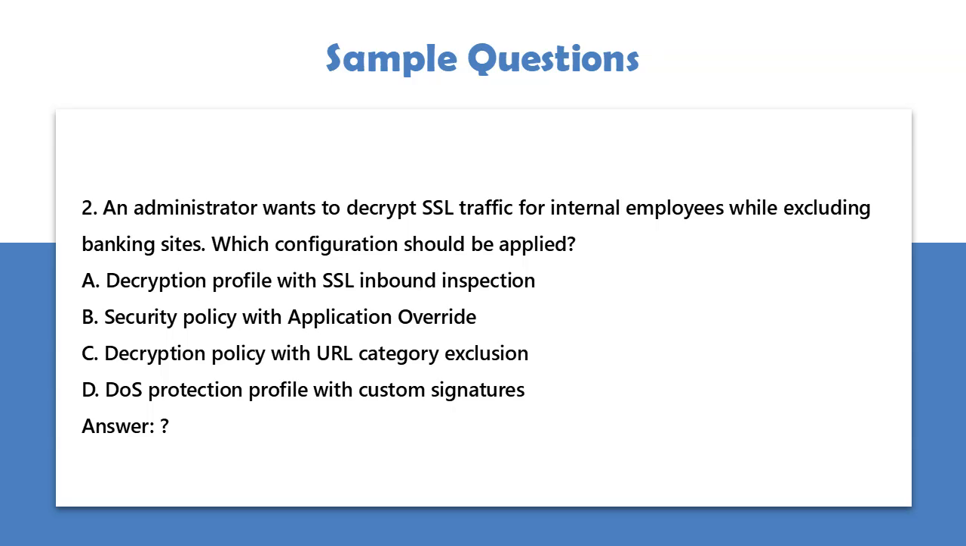2. An administrator wants to decrypt SSL traffic for internal employees while excluding banking sites. Which configuration should be applied? A. Decryption profile with SSL inbound inspection. B. Security policy with application override. C. Decryption policy with URL category exclusion. D. DOS protection profile with custom signatures.